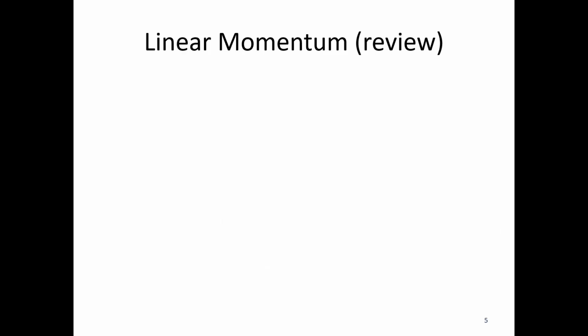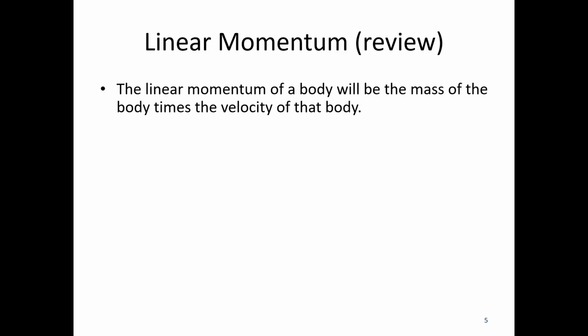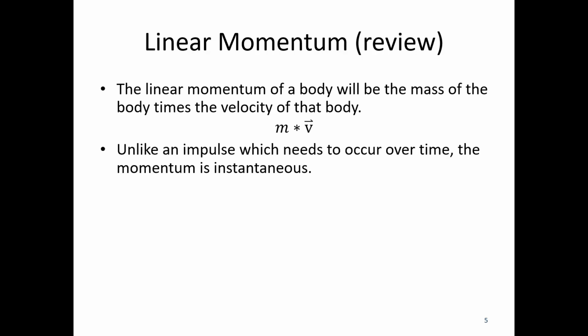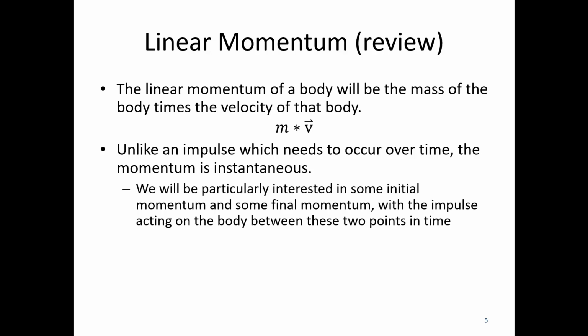All right, so next up is momentum. As a quick review, the linear momentum, which before we just called momentum, in its simplest form is the mass of the body times the velocity of that body. So m times v, and unlike an impulse which occurs over time, the momentum is instantaneous. So we take some moment in time, whatever the velocity is at that instant, times the mass, that is our momentum at that point. Usually we've got some initial momentum, some final momentum, and then the impulse is what changes the momentum in the middle of this.